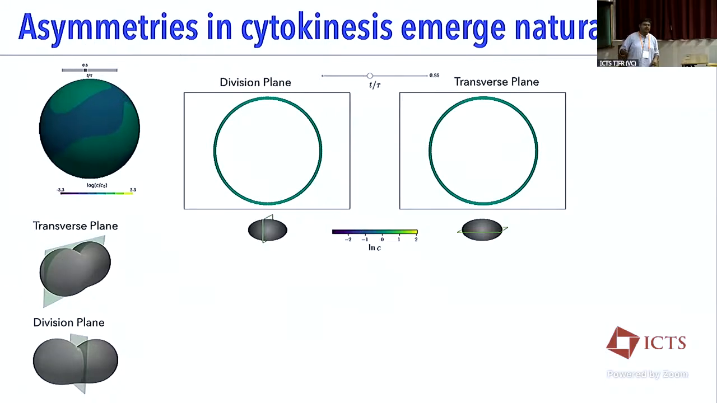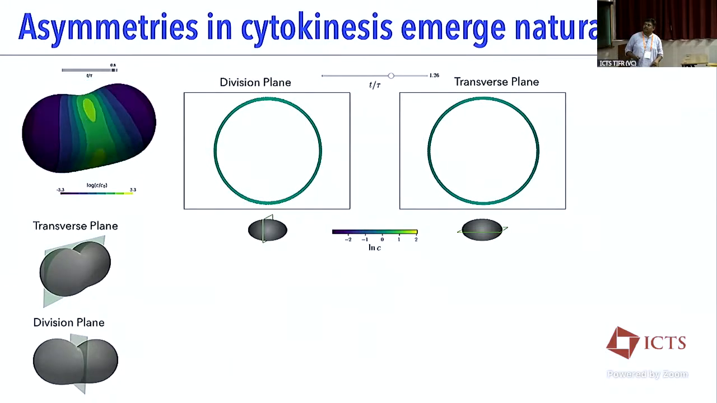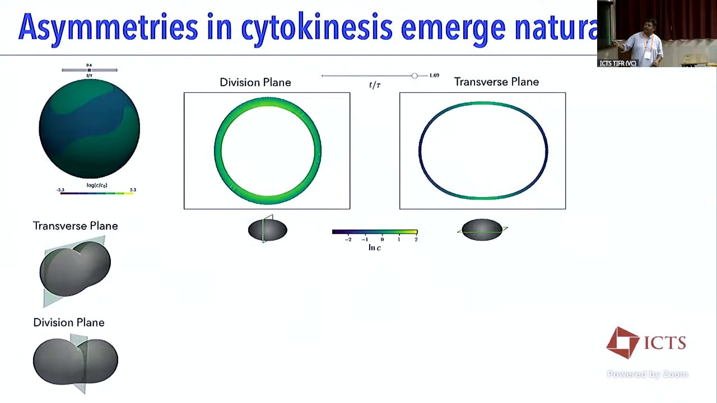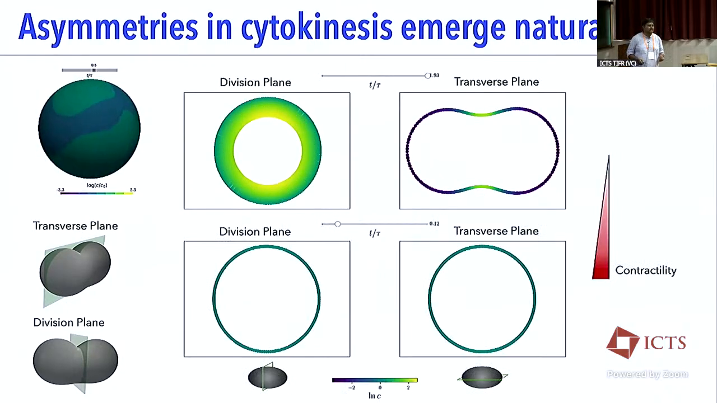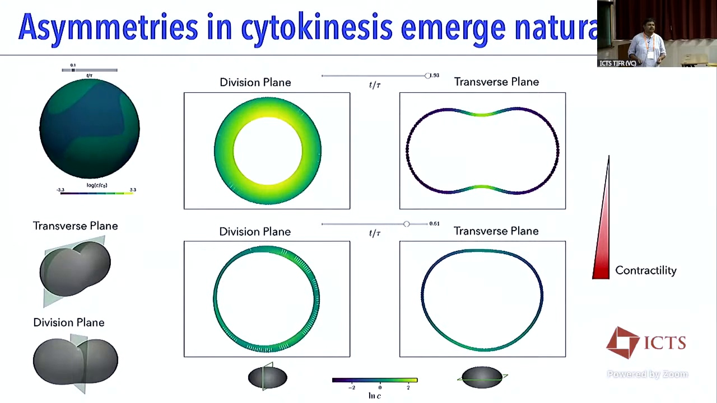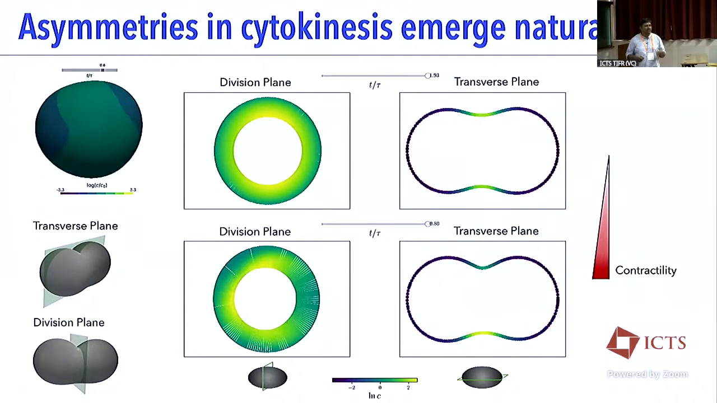So this is the symmetric ingression that I showed you earlier. You see the transverse plane and you see the two halves are ingressing symmetrically. If I just increase the contractility, you find that the ingression automatically becomes asymmetric. That's all we needed to do. It sort of makes sense.